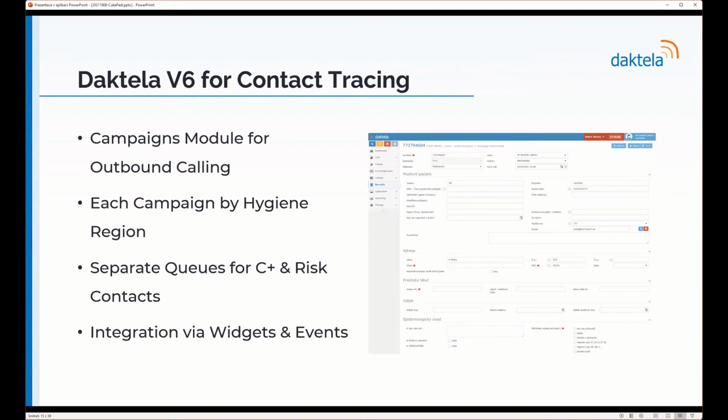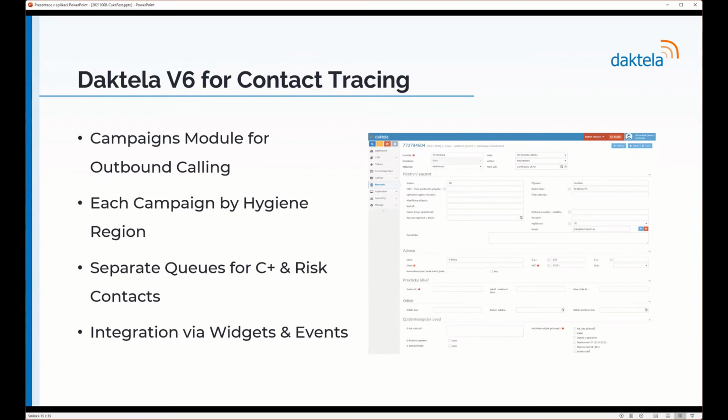On the right side, you can see the practical use of the Daktela company management. This is something that the agent is filling in, and this is the resulting form of the data that we need to extract from the positive and the risk contacts.